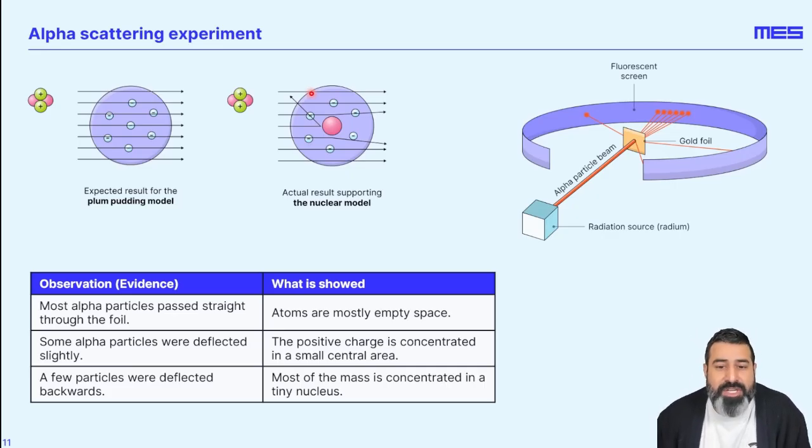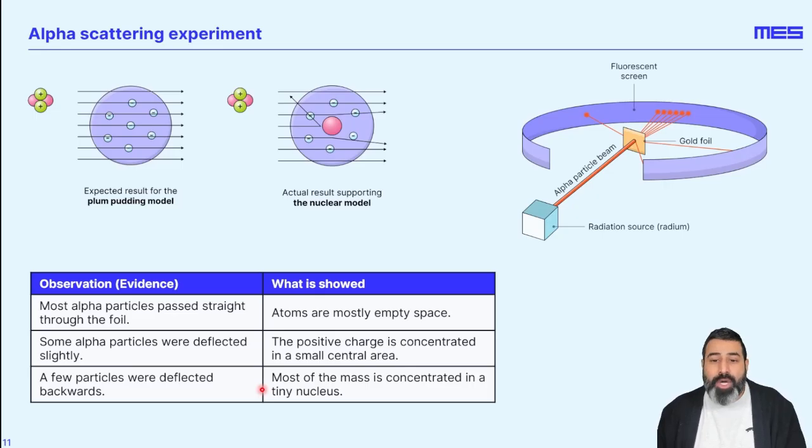So, observation: most alpha particles pass straight through, therefore the atom is mostly empty space. Some deflected slightly, so the positive charge is concentrated in a small central area. And those that are deflected backwards massively, well, most of the mass and the positive charge is concentrated in a tiny nucleus at the center.